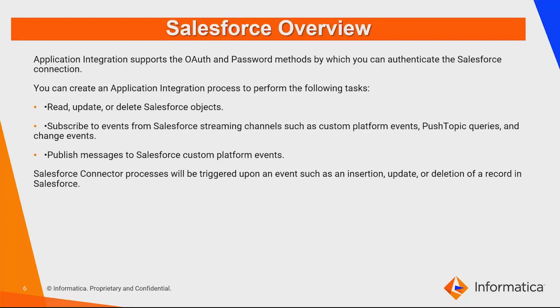You can create an application integration process to perform the following tasks: read, update, or delete Salesforce records from any of the objects, subscribe to events from Salesforce streaming channels such as custom platform events, push topic queries, and change events. Or you can also use the Salesforce connection to publish messages to Salesforce custom platform events. A Salesforce connector process will be triggered upon an event such as insert, update, or delete of a record in Salesforce, provided you have the appropriate connection settings configured on the Salesforce side.